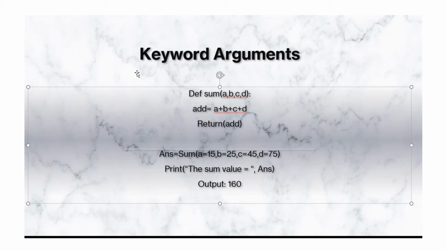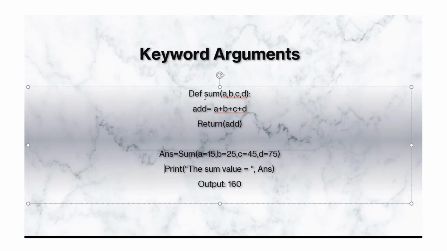So now we are going to see keyword arguments. What are keyword arguments in Python? Again, we are going to take a function example. We can define the function with the def statement. Here I am taking a simple sum function. It is going to add four numbers.